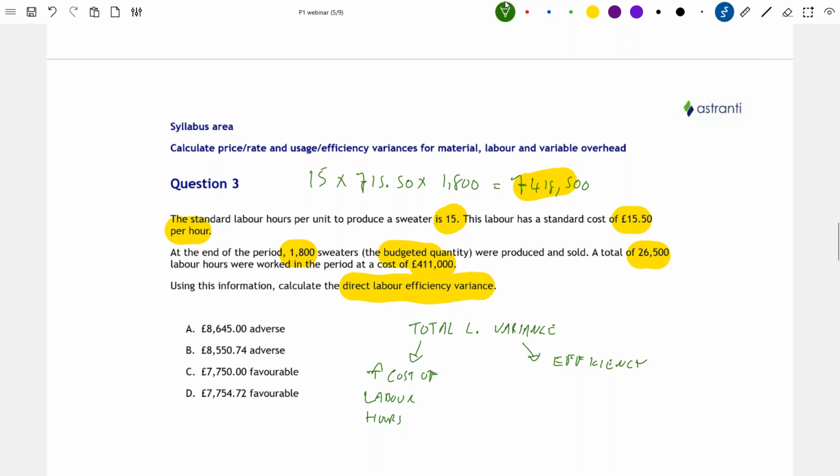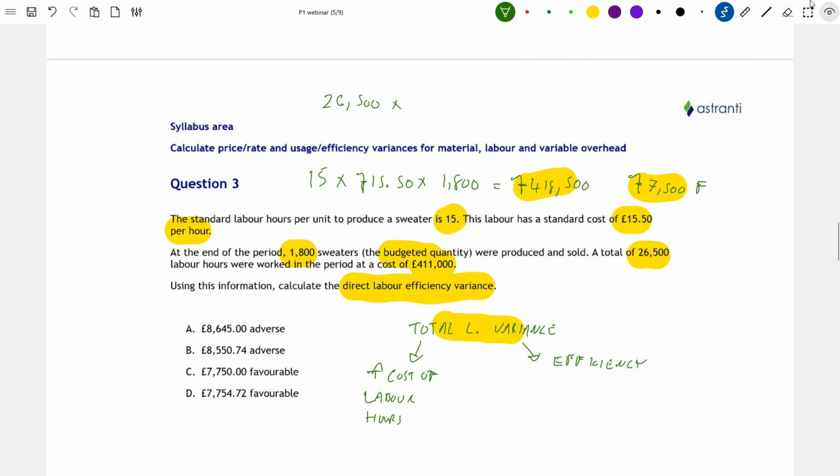In fact, we spent £7,500 less. So that is a favourable variance. It's a good thing for us to spend less than we expected, so £7,500 favourable. And this is our total labour variance. So let's now look at which parts of this £7,500 were due to the labour rate and which were to do with efficiency. Well, in terms of the cost of our labour hours, we were told that 26,500 hours were worked in the period.